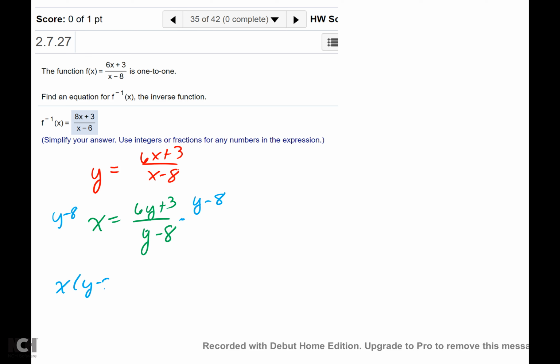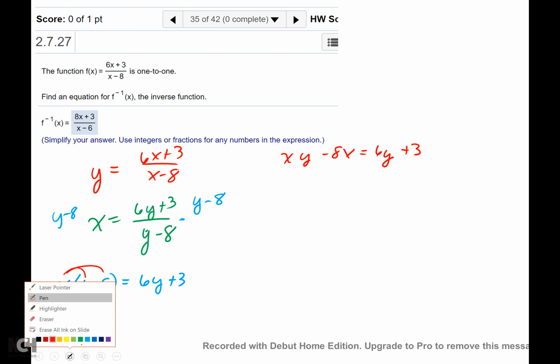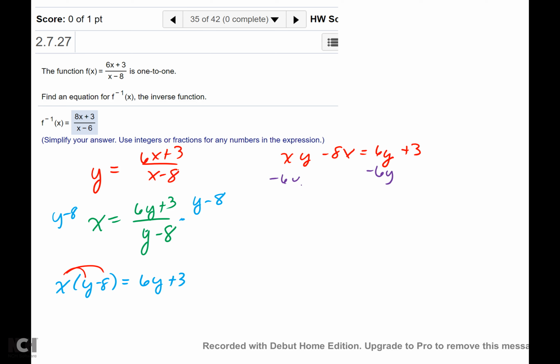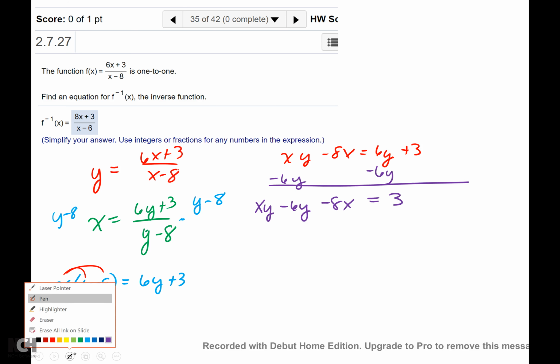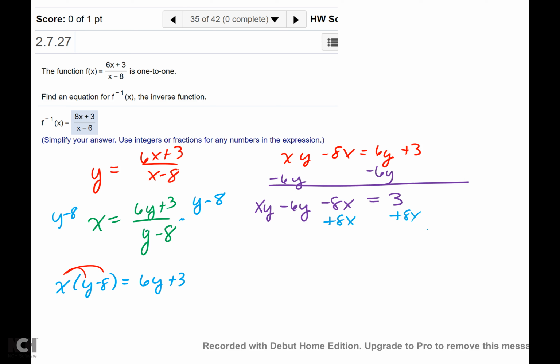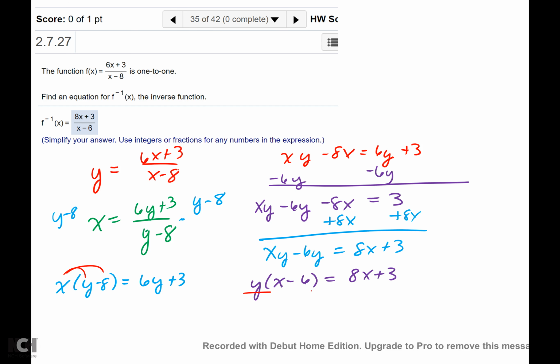That's going to give me x times y minus 8 equals 6y plus 3. I need to get my y's together, so before I can do that, I'm going to have to distribute, which gives me xy minus 8x equals 6y plus 3. Now I need to get my y's on the same side, so I'm going to minus 6y, minus 6y. That gives me xy minus 6y minus 8x equals 3. I'm going to get rid of that x term, so I'm going to add 8x. I get xy minus 6y equals 8x plus 3. I'm going to factor out my y. GCF gives me y times x minus 6 equals 8x plus 3. To get y alone, I'm going to divide by x minus 6, and my inverse function of x is 8x plus 3 over x minus 6.